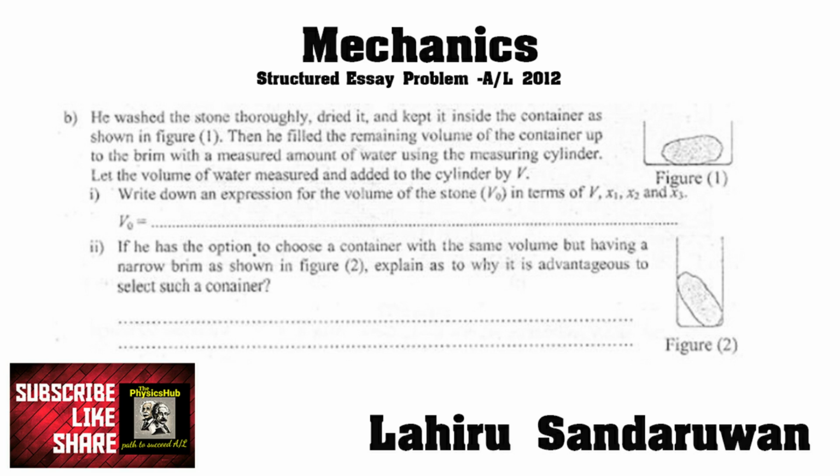In part 2, if we have an option to choose a container with the same volume but having a narrow brim as shown in figure 2, explain why it is advantageous to select such a container.